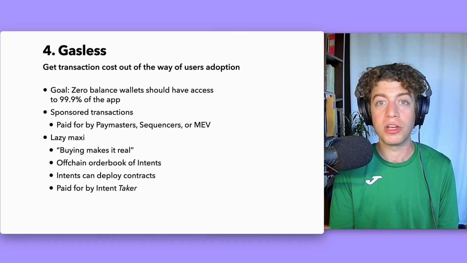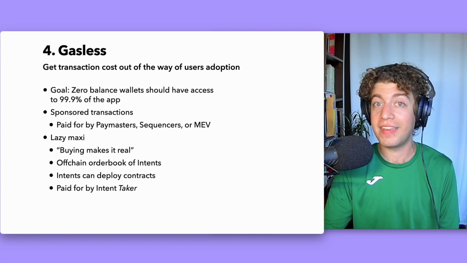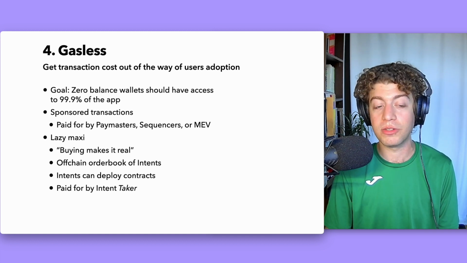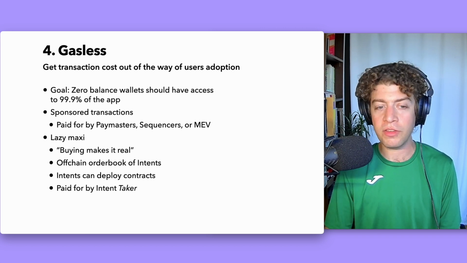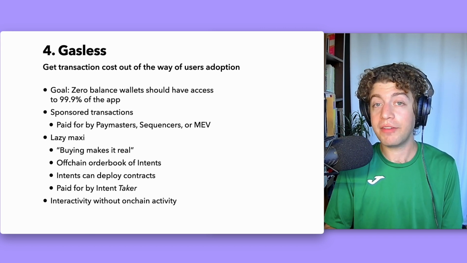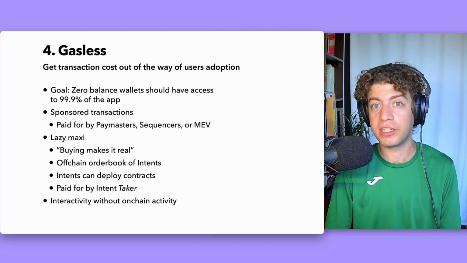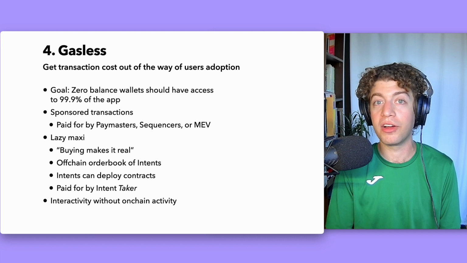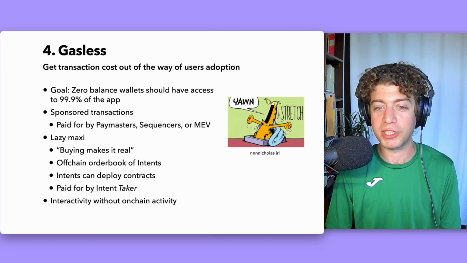You can use this for swapping tokens, for minting NFTs, even for deploying whole contracts and then doing subsequent interactions once those are deployed. So you can simply think about this as buying makes it real. The buyer puts it on-chain. Finally, we can have all kinds of interactivity without on-chain actions themselves. There are lots of interesting crypto-related experiences that don't require an on-chain transaction at the time of interaction. And there's a picture of a lazy Garfield.